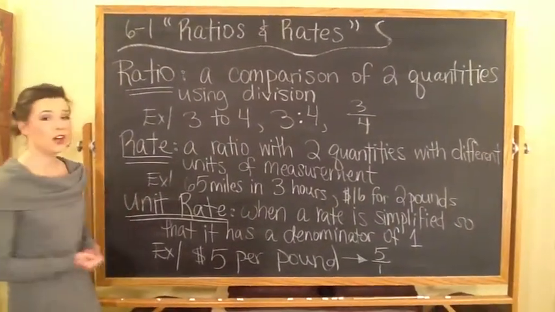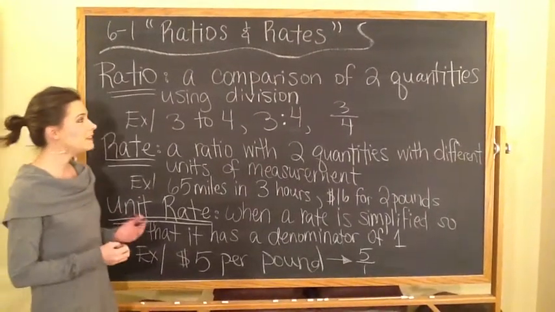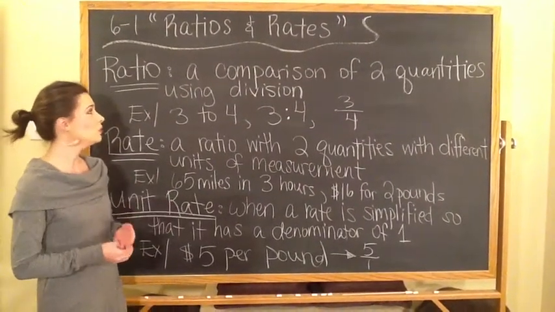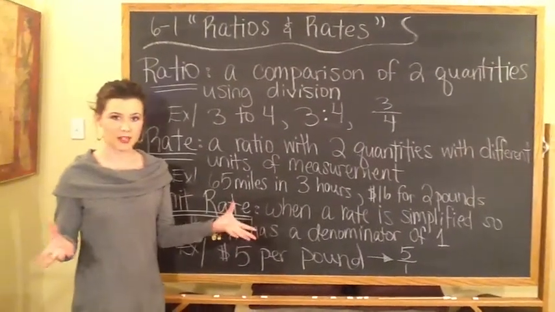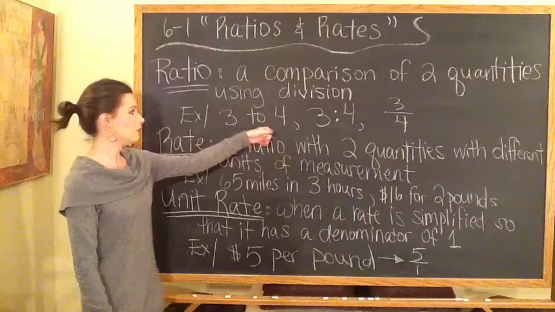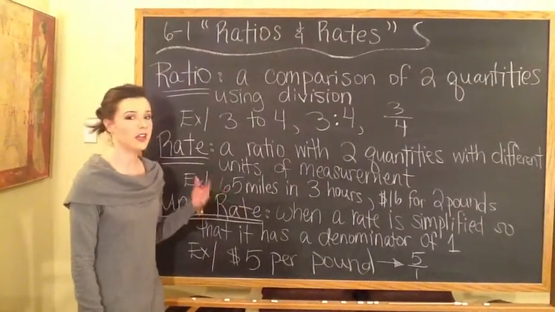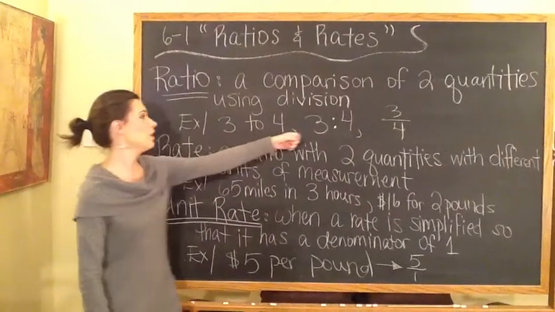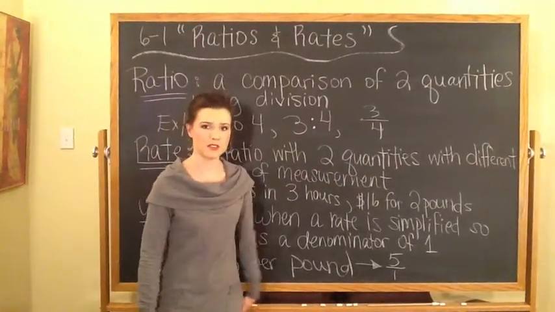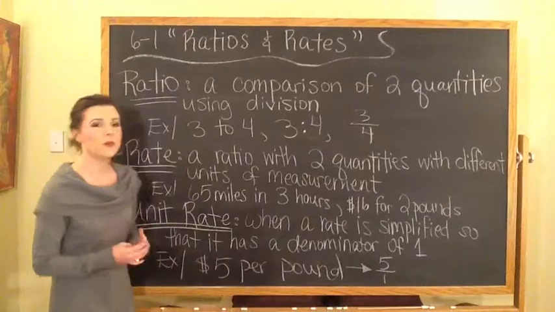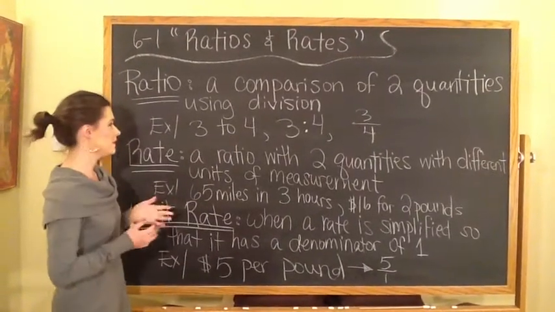So first of all, as a reminder, ratios are a comparison. It's a comparison of two quantities using division. So basically, you're comparing two things. So we have 3 to 4, like you can write ratios in 3 different ways: 3 to 4, 3:4, or 3/4. So basically those are the 3 different ways we're going to organize our comparisons.